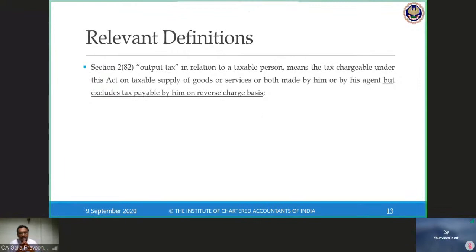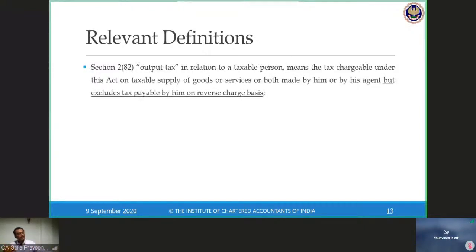Output tax in relation to a taxable person means the tax chargeable under this Act. Hold on. Tax chargeable under this Act. What do you mean by tax chargeable? Section 7. Tax charge. My charging section is Section 7. Only if there is applicability of Section 7, tax is leviable. Under this Act means the CGST Act, on taxable supply of goods and services. Not exempted. Only on taxable supply of goods and services.